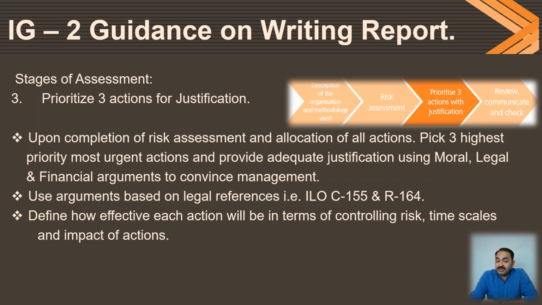So upon completion of risk assessment and allocation of all actions, pick the three highest priority, most urgent actions and provide adequate justification using moral, legal and financial arguments to convince the management. Guys, you need to discuss here, one by one, all of those three actions you have recommended, why you have recommended those actions, and what the legal, moral and financial implications are if those actions are not taken.